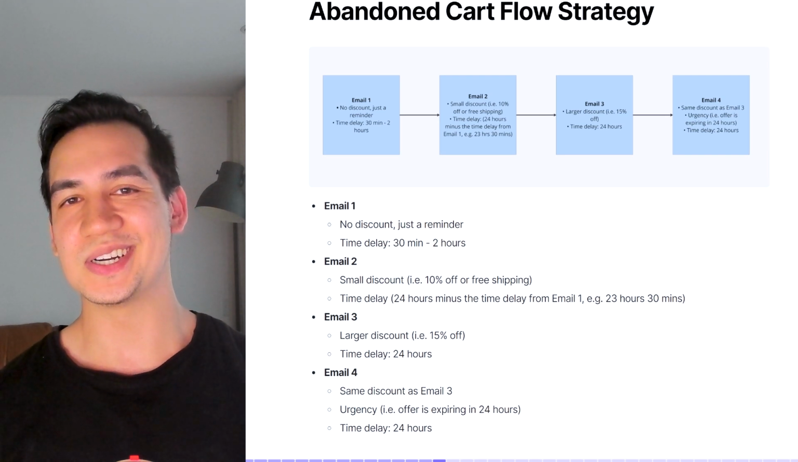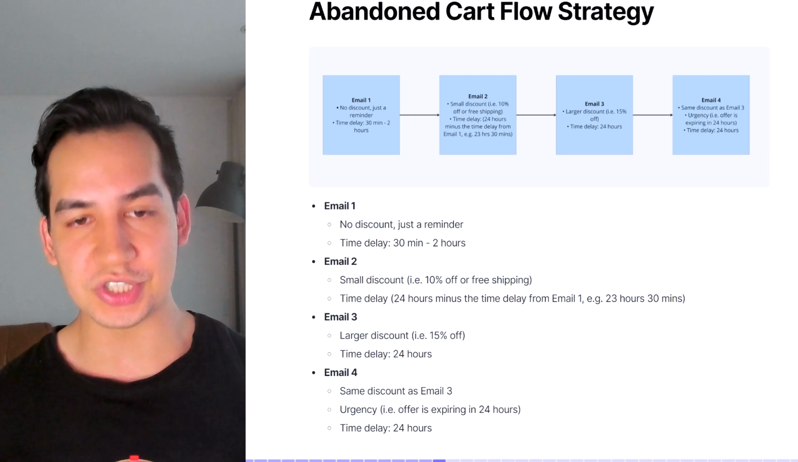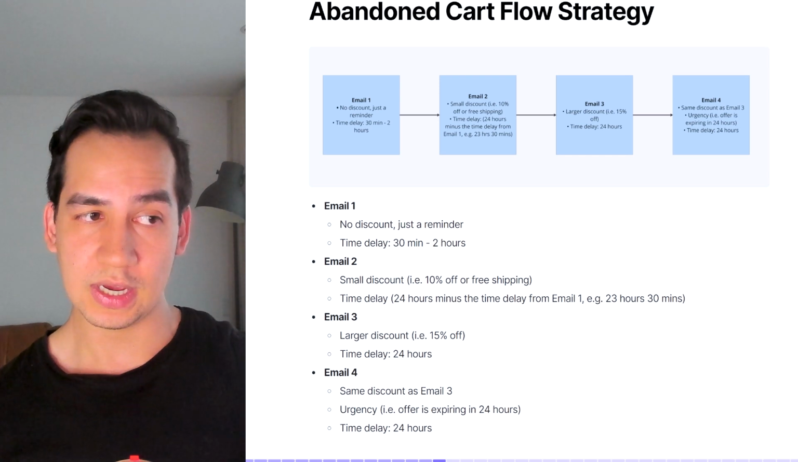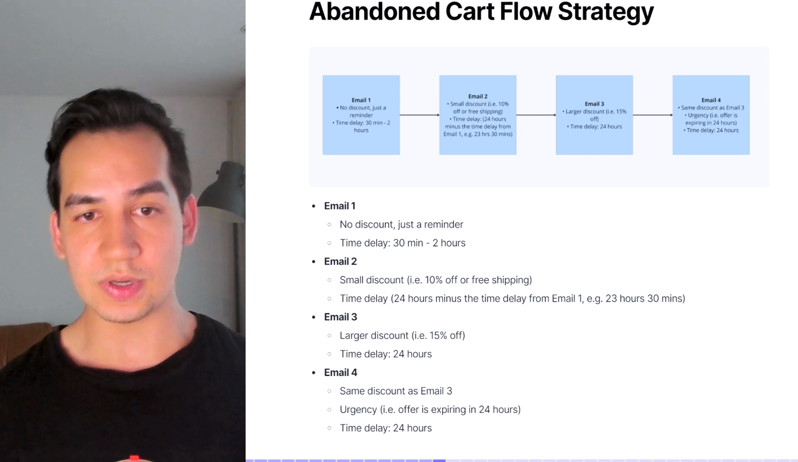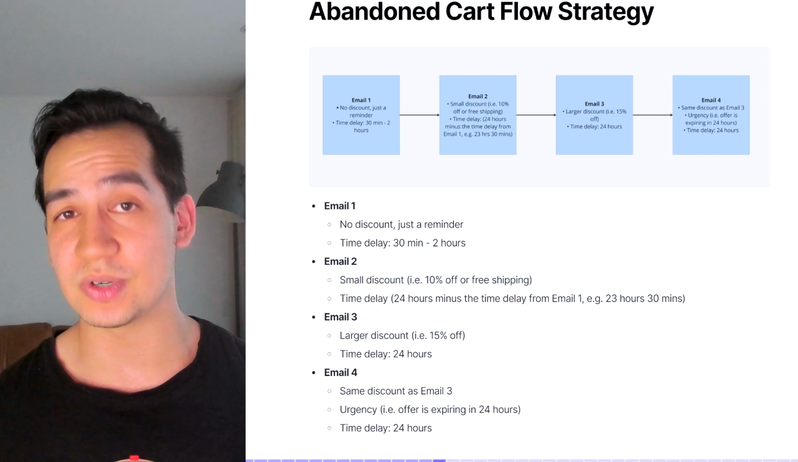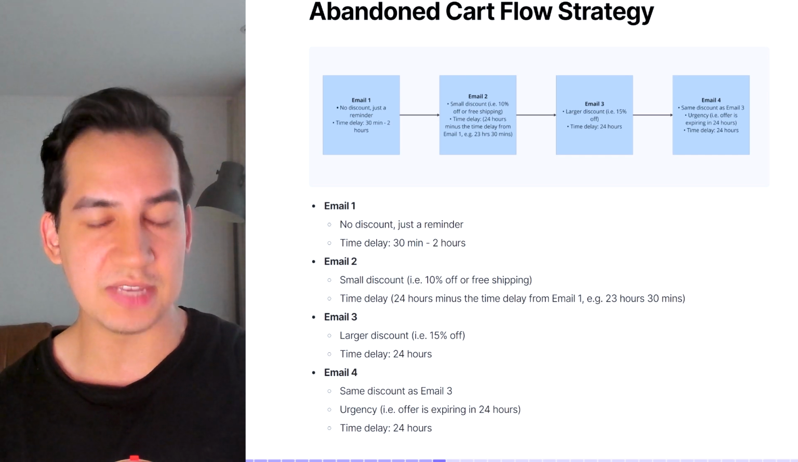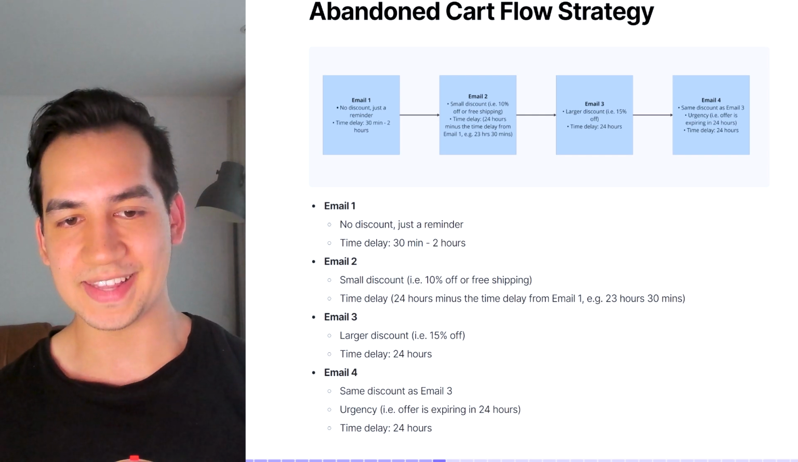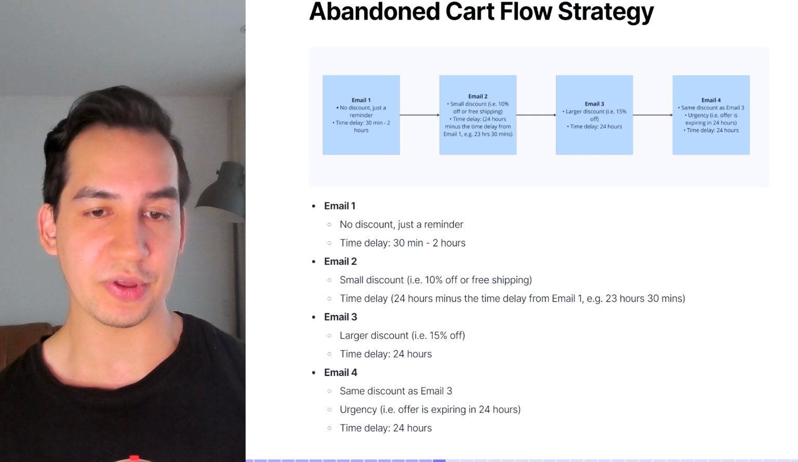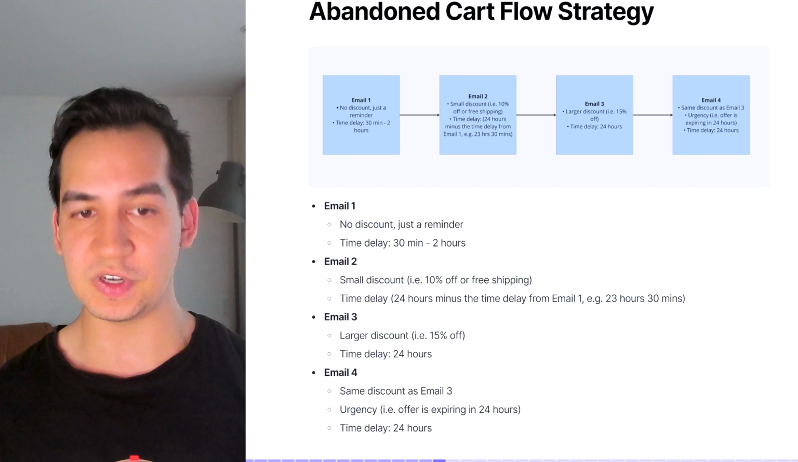Email three, what you're going to do here is give them a larger discount. For instance, if you offered 10% in email two, on this one, you're going to be offering 15% off, okay? The time delay here is going to be 24 hours after you sent email two. Email four, all right, this is going to be the same discount as email three. So in this example, it's going to be 15% off.